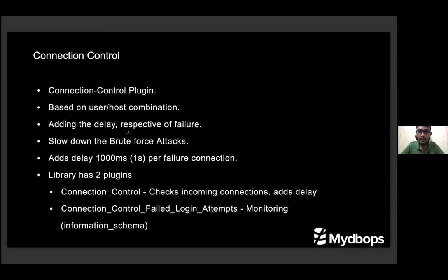MySQL has done backward compatibility also, so it is possible in 5.7 as well. This library has two plugins actually. One is connection control, and the other one is for monitoring. Connection control checks the incoming connections and adds a delay. That is the responsibility of connection control. And the other plugin will create a monitoring table inside the information schema. In that monitoring table, we can see which users have done failed attempts.